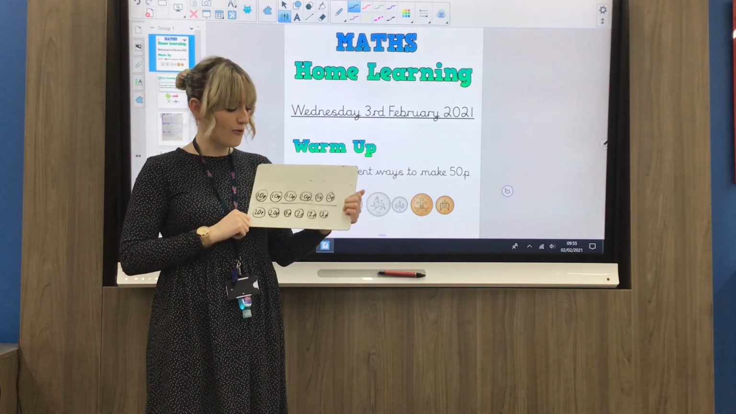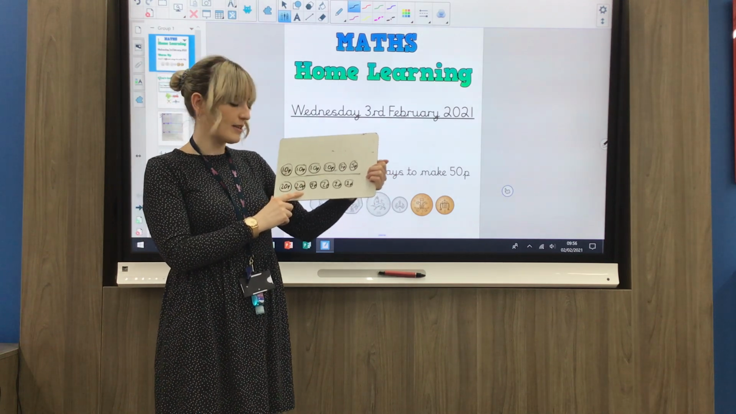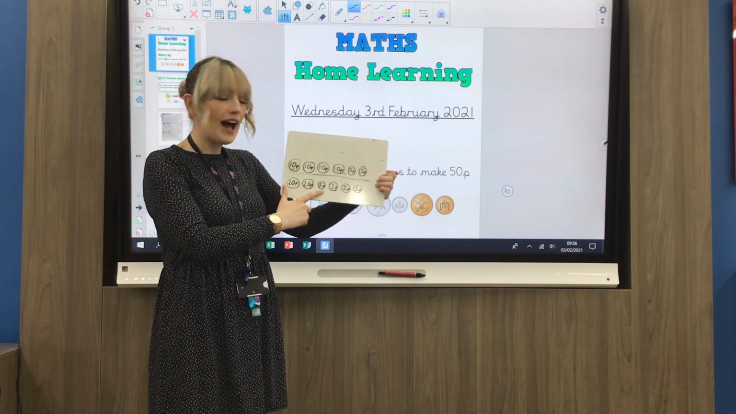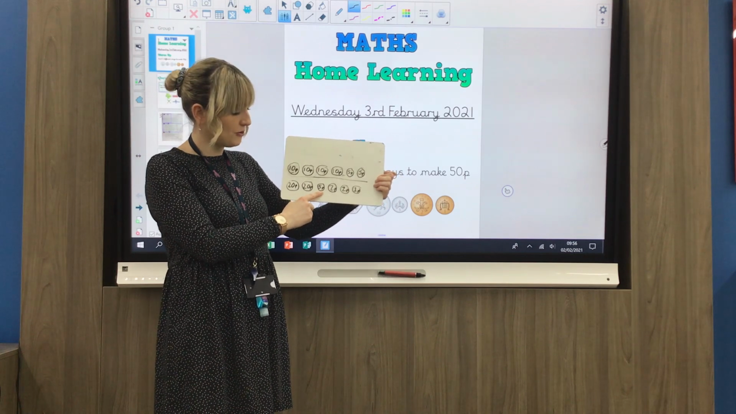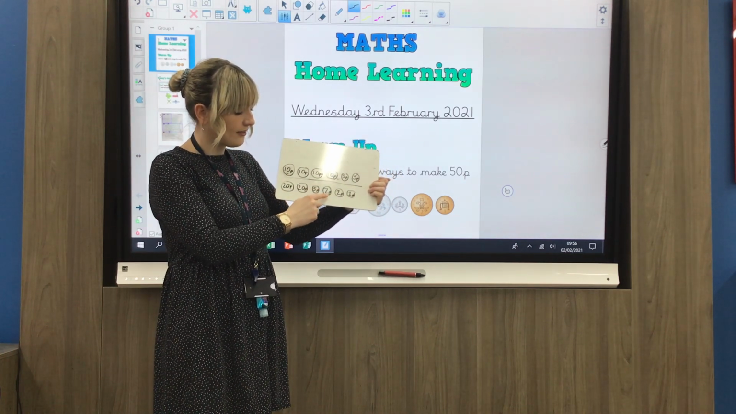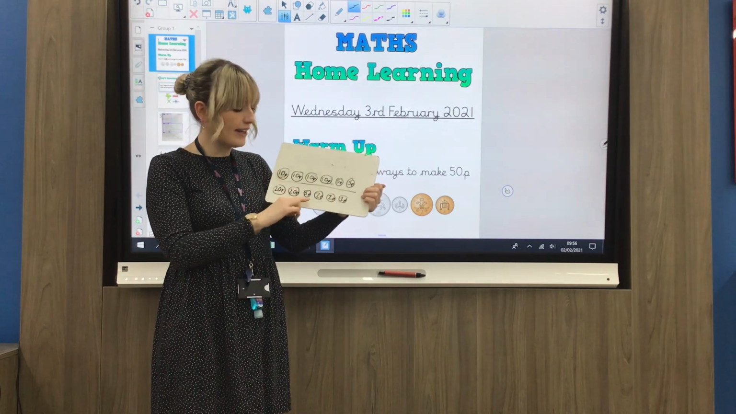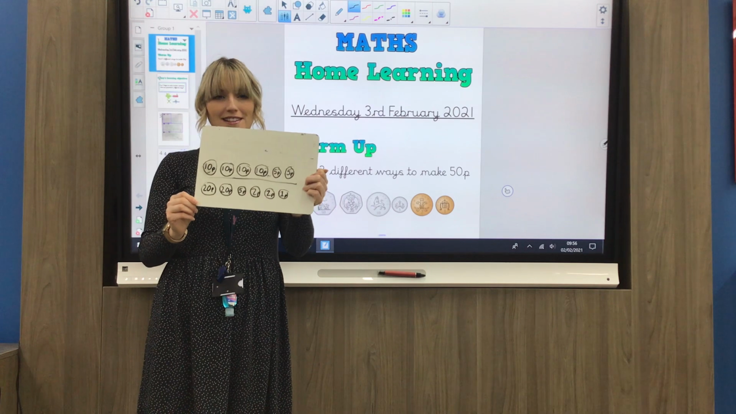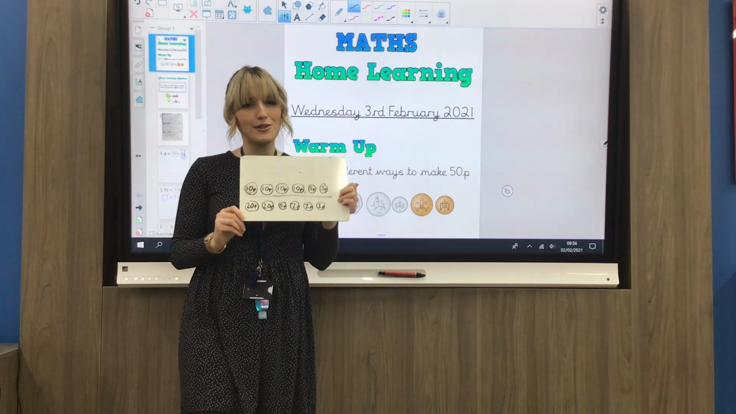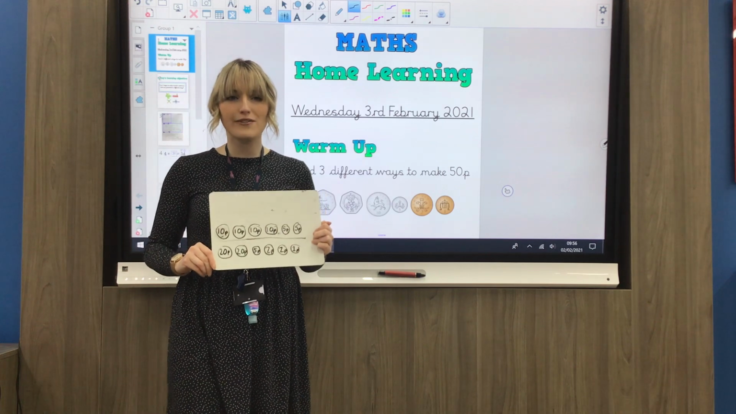A different way would be a 20 and a 20 to make 40. Add the 5p would be 45. Okay, that's 3 coins. And then I've got a 2, a 2 and a 1, which is another 5p to make 50 pence. I wonder if any of you solved it and got any of the same ways as me. I can't wait to find out.